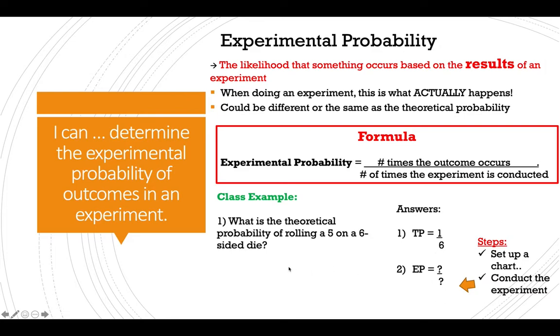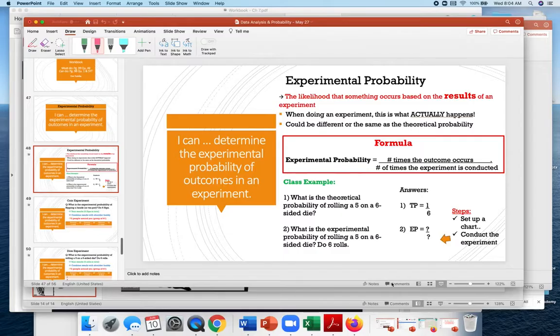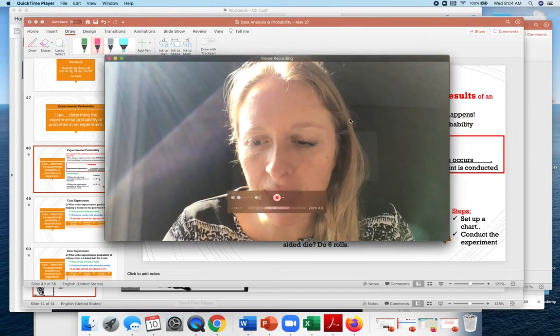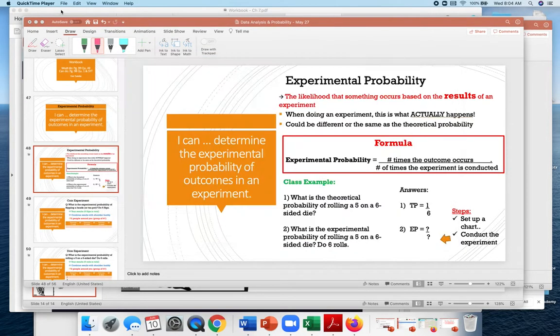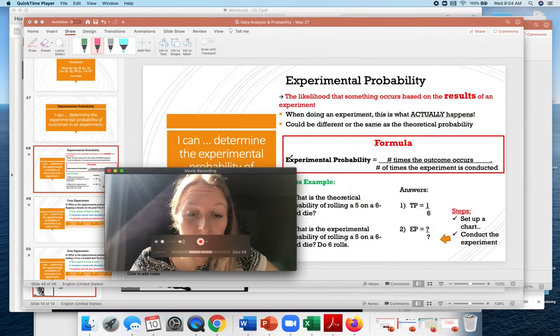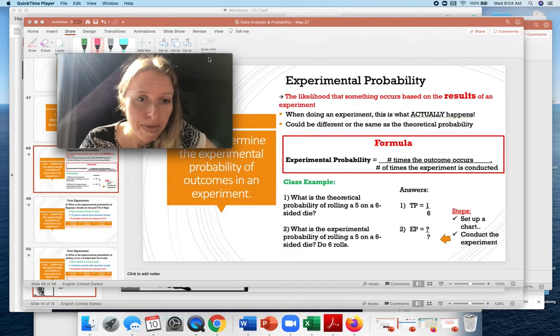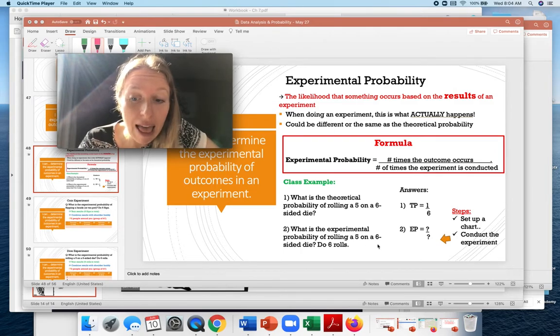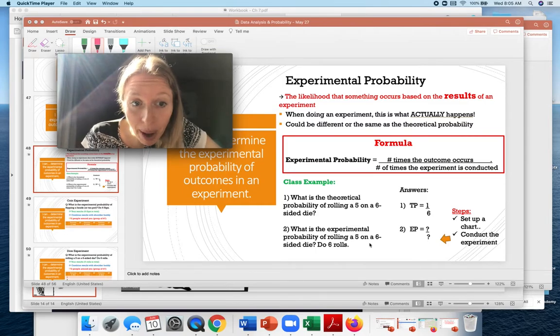Okay, now who has a guess at what we're going to ask next? What is the experimental probability of rolling a 5 on a 6-sided dice? This is kind of too bad because we're not in class, but if you have a dice, you could do this. What you would do is roll the dice 6 times, and then you'd see how many times a 5 popped up.